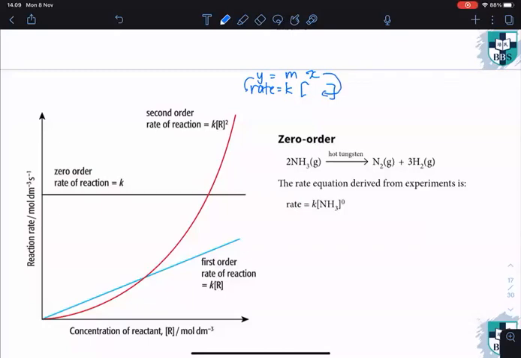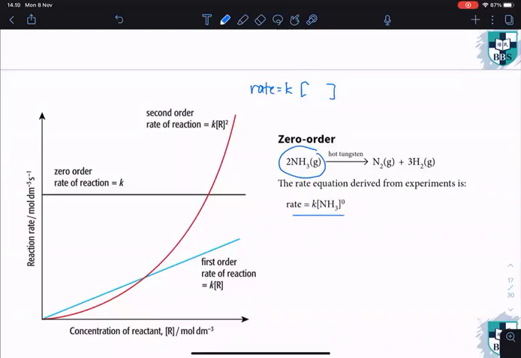Yeah, if you follow maths. Okay, so if you have a zero order reaction, for example, I give you one example, because we don't see it from the equation itself. It must be from the experimental data, and they found out that for this reaction, this is going to be a zero order reaction, and they say the rate equals this.